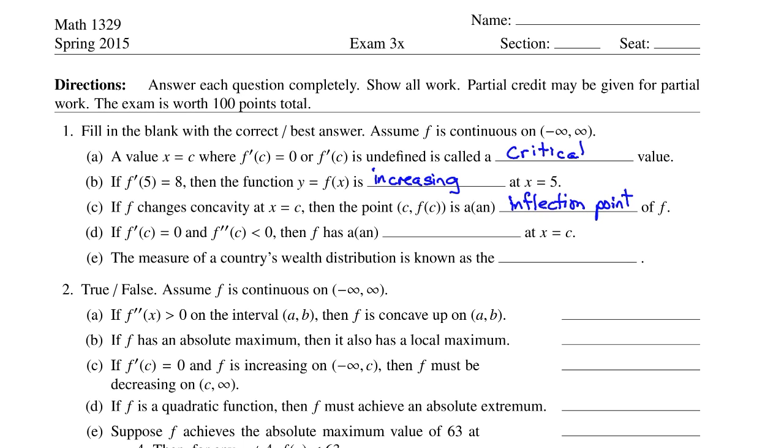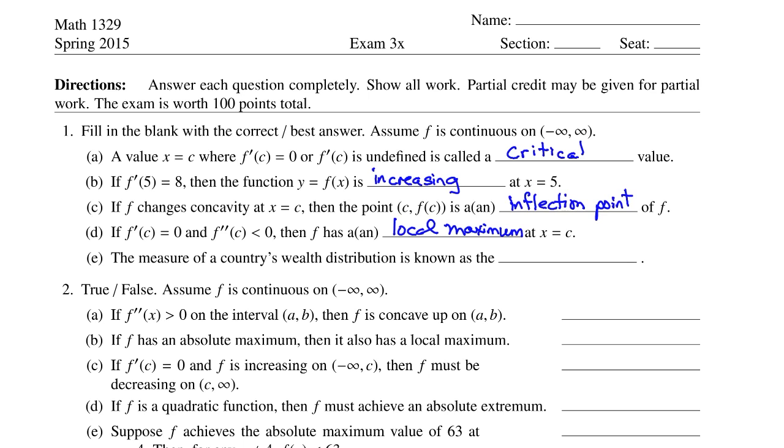D, if f prime of c is equal to 0 and f double prime of c is negative, then f has a local maximum at x equals c. Now, a lot of people put absolute maximum at x equals c. You don't know that it's an absolute maximum because you don't know if f has multiple critical values. If it has multiple critical values, then the best you can guarantee is local maximum. In order for it to be absolute, you'd have to be given the information that there was only one critical value, which you do not have.